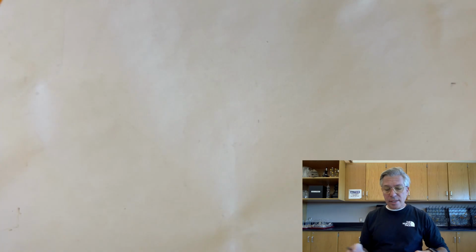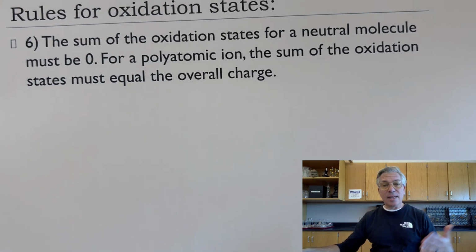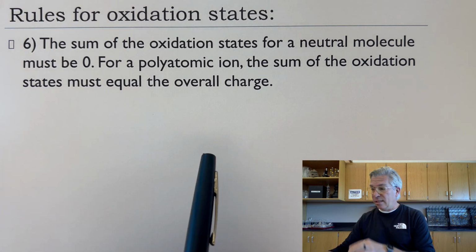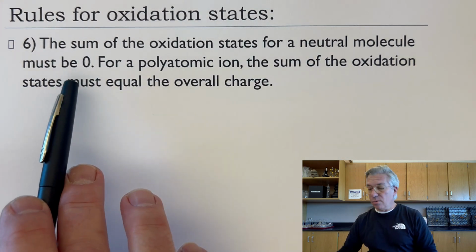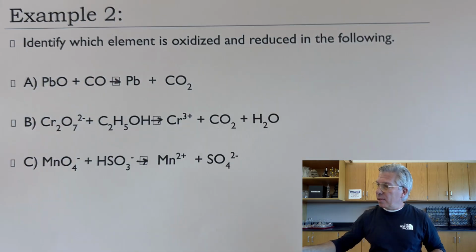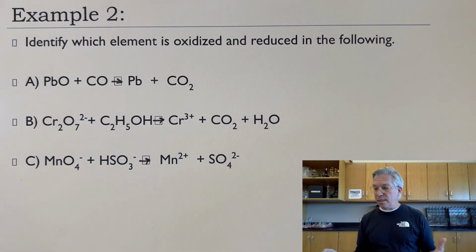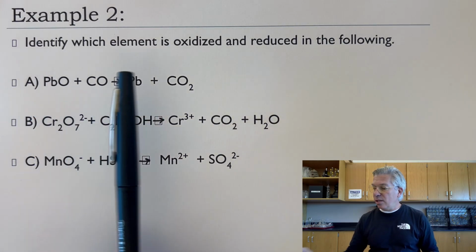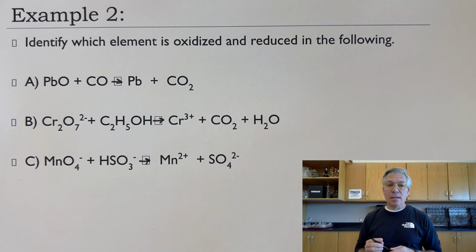But you can use rules like this to decode what something else is that doesn't have a rule, because the sum of the oxidation states for a neutral molecule must be 0. For a polyatomic ion, the sum of the oxidation states must equal the overall charge. So let's take a look at a couple examples, similar to things you might see. We've got 3 equations here. Identify which element is oxidized and reduced in the following.